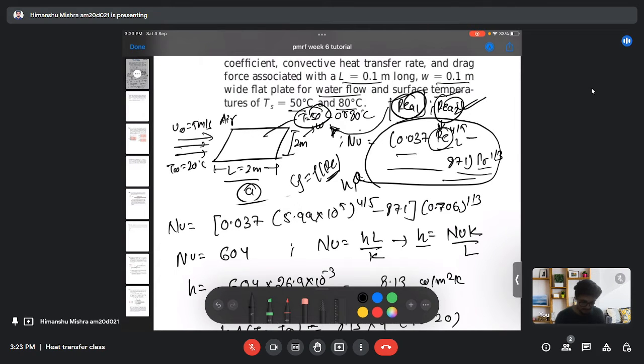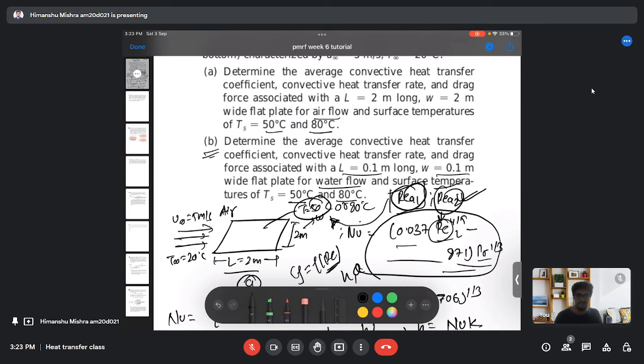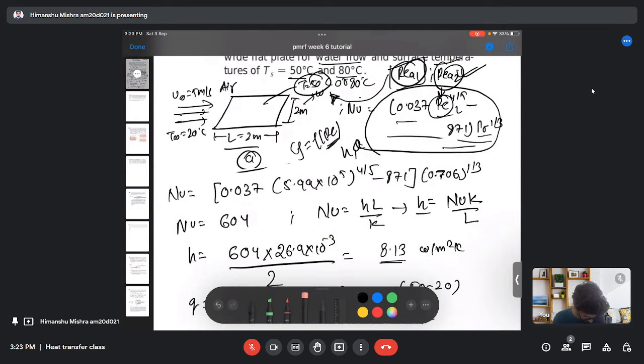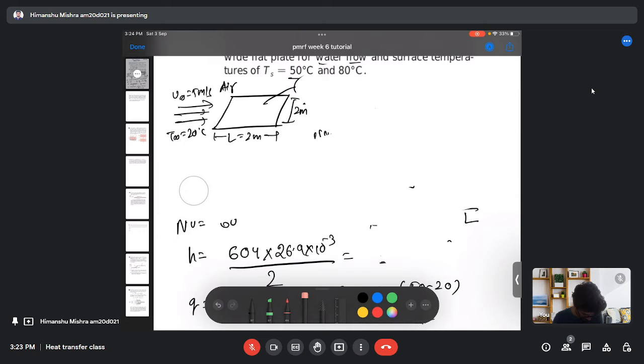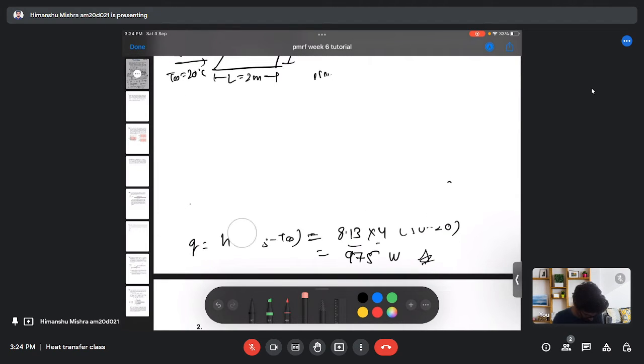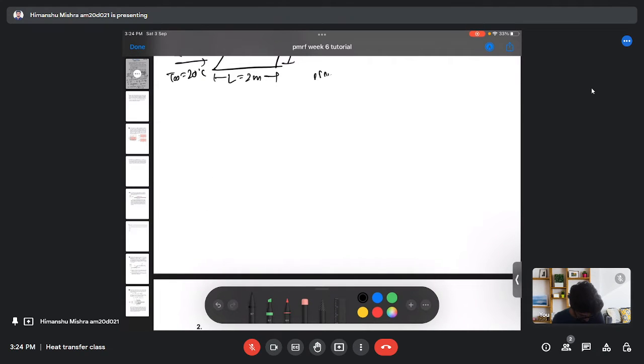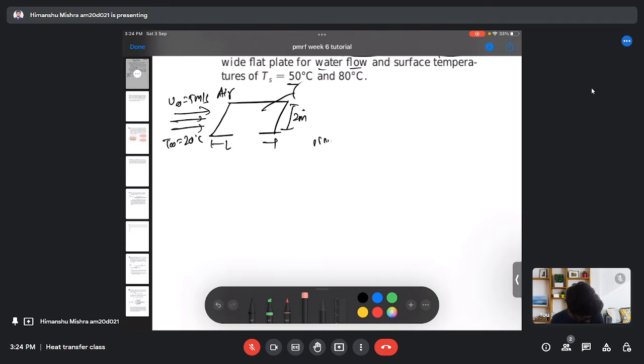Now we will solve the second part of the question, when the flow is water. Until now we have looked at when air is flowing. Now water is flowing with the same velocity and the same temperature, but with a different dimension of the plate. Now the dimension is 0.1 by 0.1. And we will use the same steps to find the drag force, heat transfer coefficient H, and the total heat rate Q. It is just that we have water now.